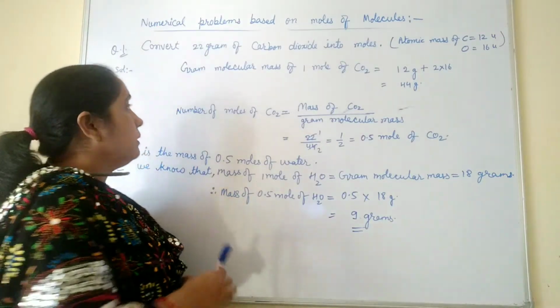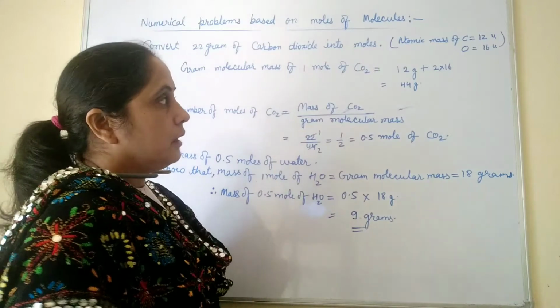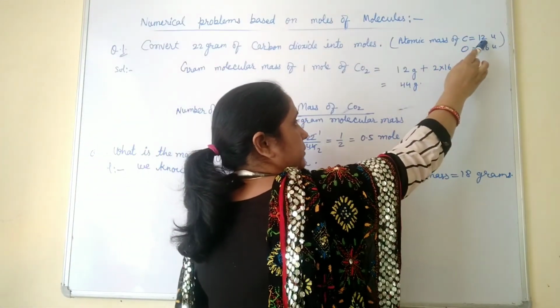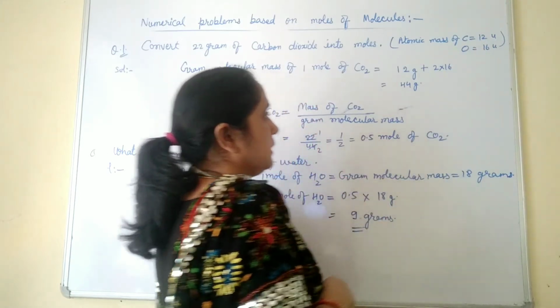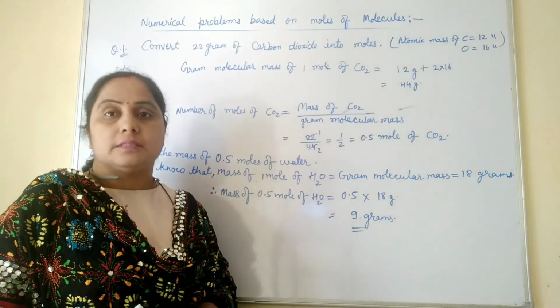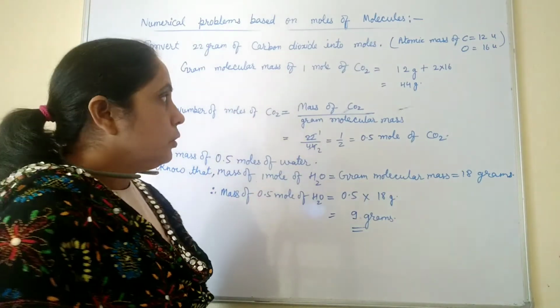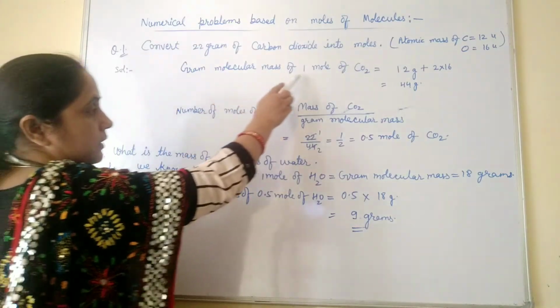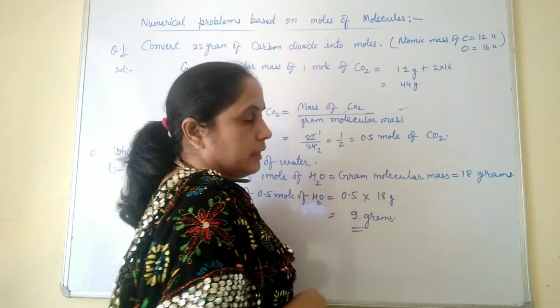The first question is: convert 22 grams of carbon dioxide into moles. The atomic mass of carbon is given as 12 units and the atomic mass of oxygen is given as 16 units. We know that the mass of 1 mole of a substance is equal to its gram molecular mass. So the gram molecular mass of 1 mole of carbon dioxide is equal to 44 grams.